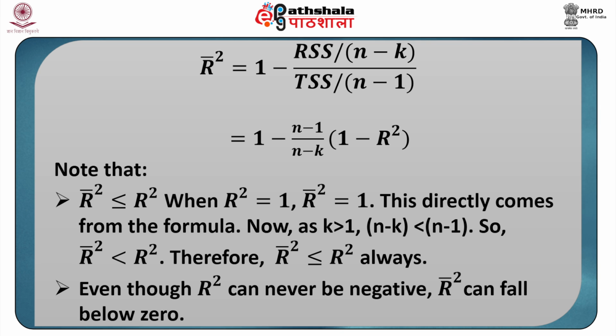Even though R square can never be negative, R bar square can fall below 0. We can say that high R bar square in no way implies statistical significance of the coefficients. Hypothesis testing of the regression coefficients is probably the most important part of the econometric analysis, without which the results will be ineffectual. We shall deal with that in more detail in our subsequent modules.